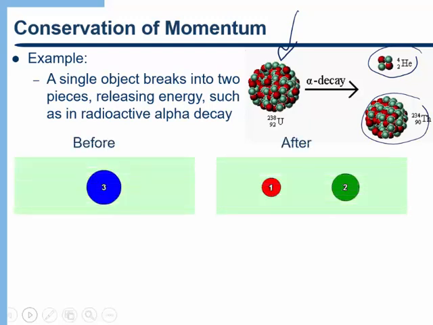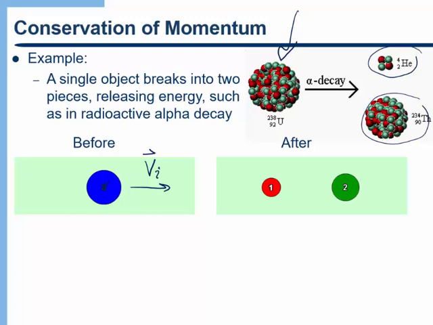Let's see how we would model this explosion. So we start out with one object, and that object is going to break into two pieces. That object might have some initial velocity, so most generally it could have an initial velocity, which I'll just call VI.